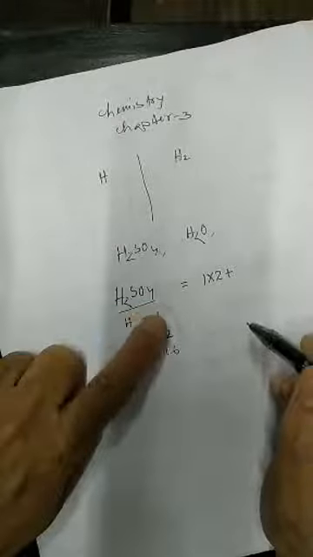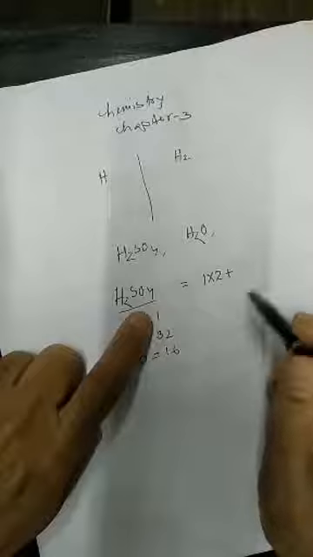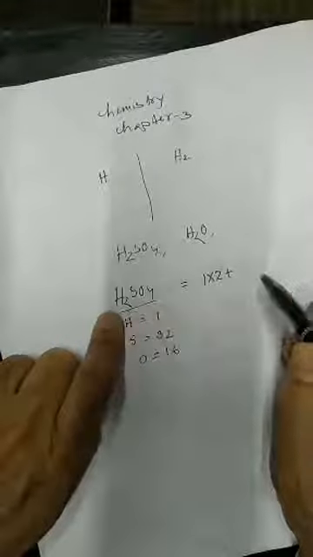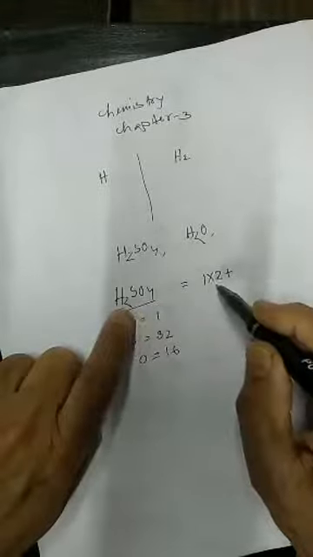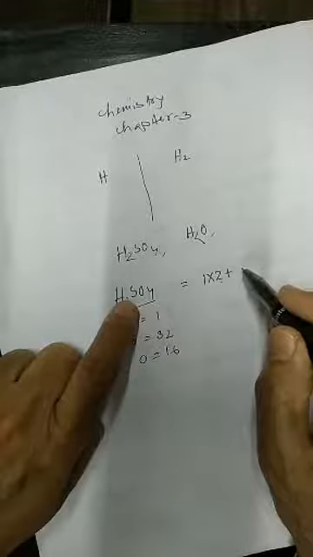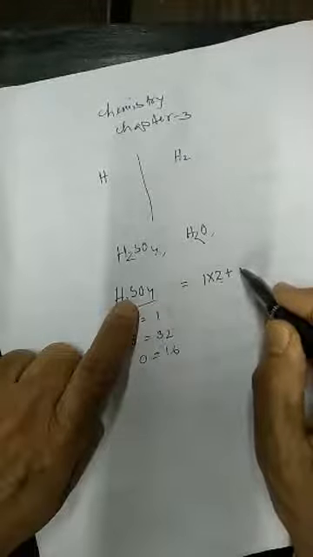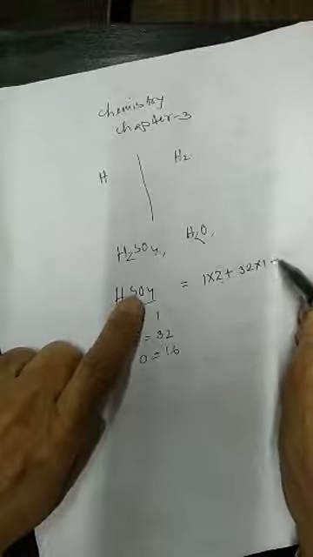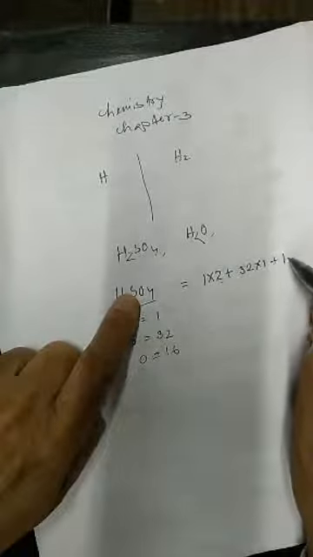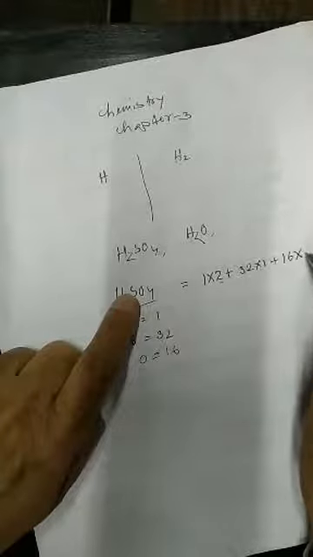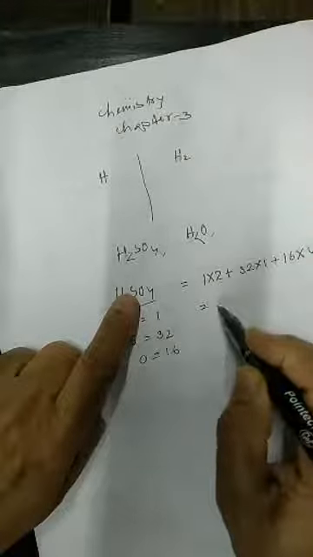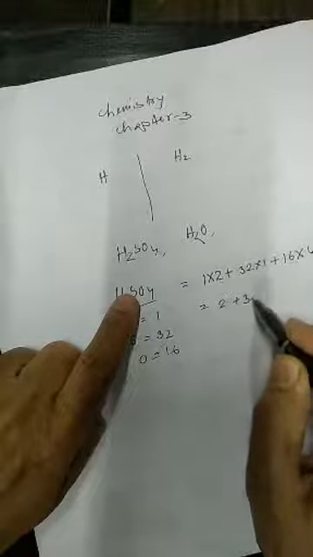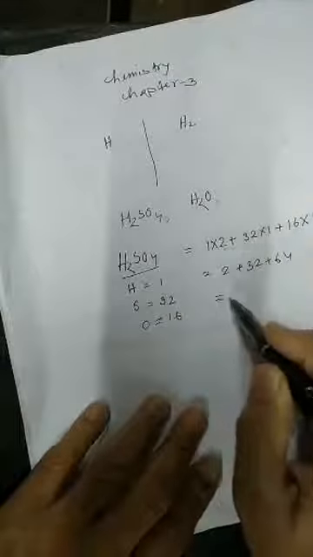Again I am reconnected. Now here molecular mass: 1 into 2. How many atoms of sulfur? 1. Relative atomic mass 32. Then relative atomic mass of oxygen 16. How many atoms? 4. It will be 2 plus 32 plus 64. Now if you sum up, you will find 98.